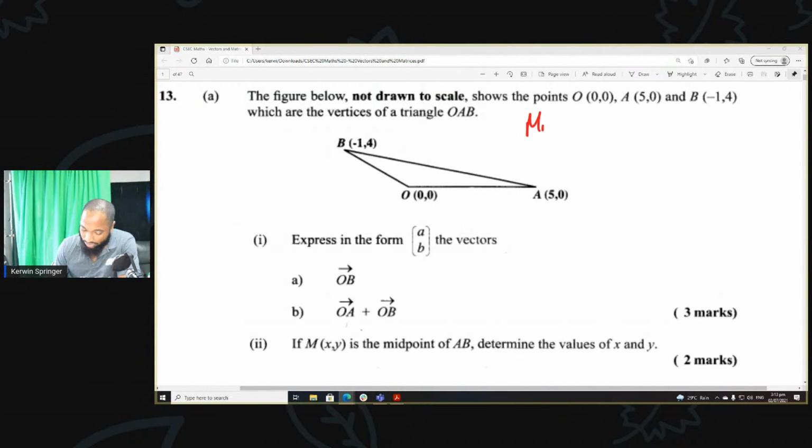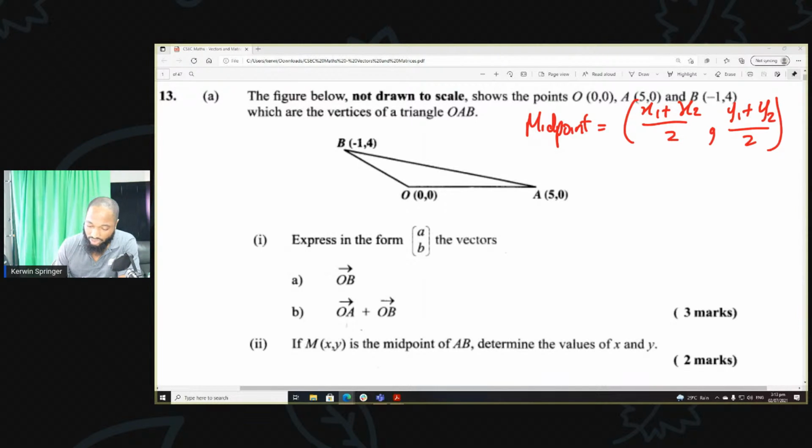The midpoint is one of the weirdest formulas in mathematics. The midpoint formula looks like this: x1 plus x2 over 2, and it's weird because there's a comma in it, y1 plus y2 over 2. So it's basically the mean. You're finding the mean. You're finding this plus that, so you could kind of do it in your mind.